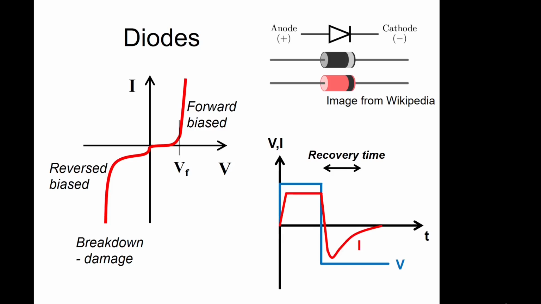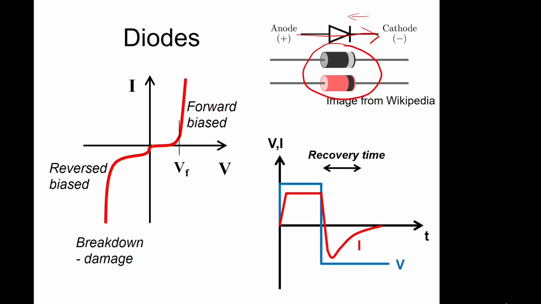Okay, so let's think about some other components that we might use. So diodes are essentially, they look like this. And what these are is a one-way system for current. So you can pass current through in that direction, but it resists current going in the opposite direction.